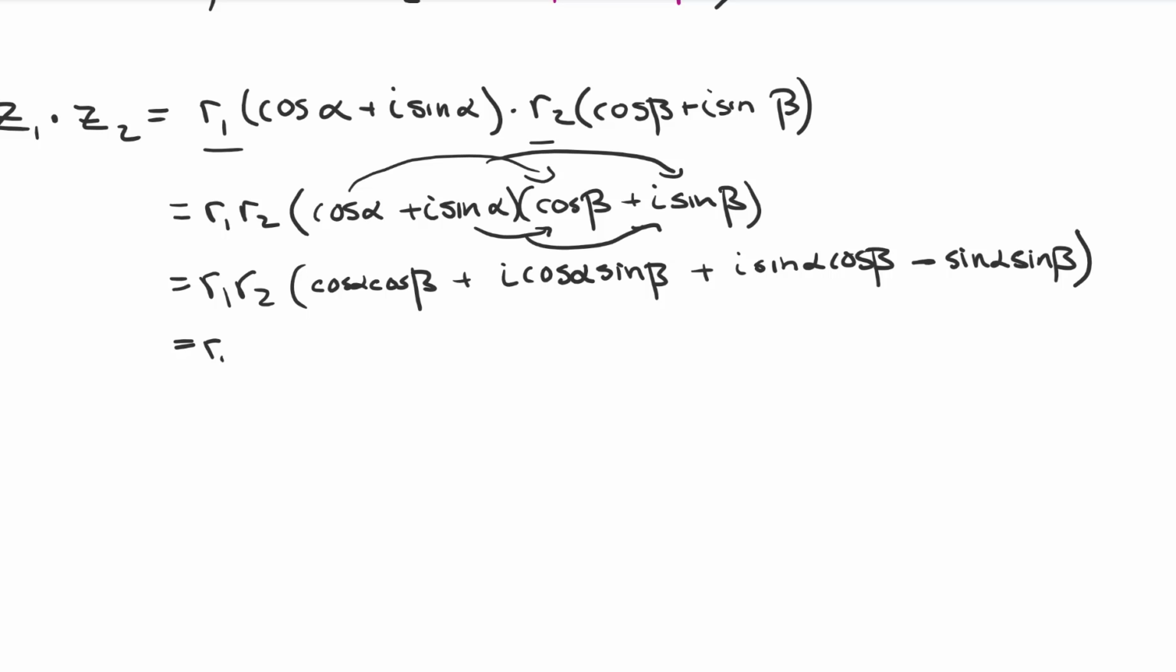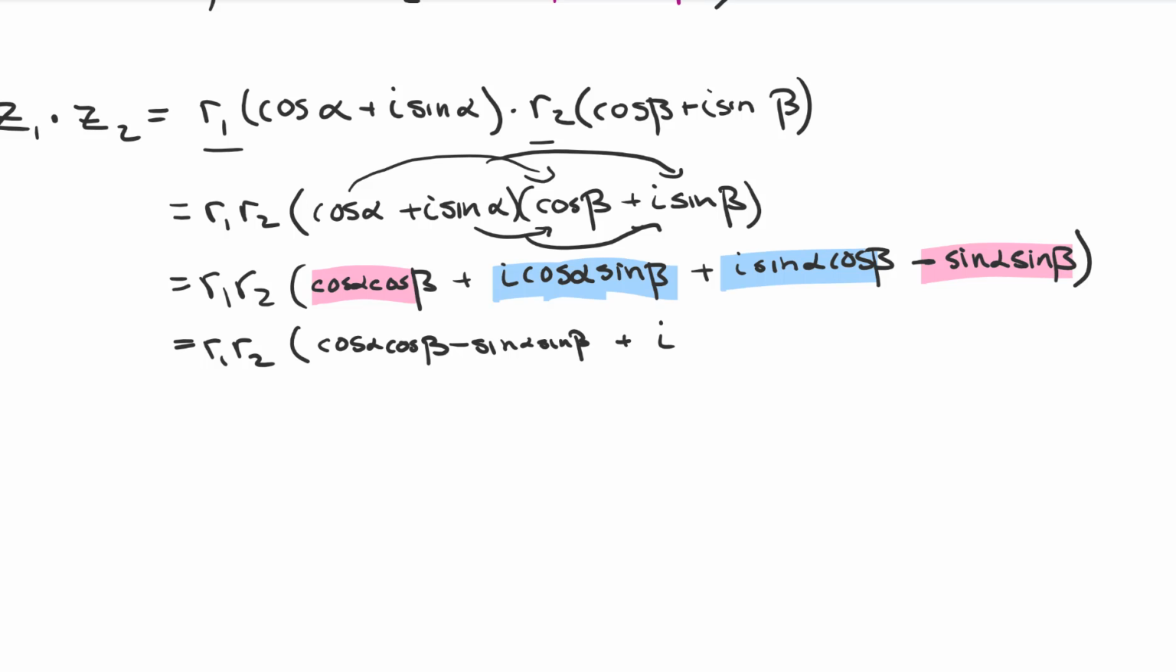Fun stuff, huh? Now what I want to do is I want to take everything that doesn't have an I and put it next to each other. And everything with an I, I'm going to put that next to each other. So I'm just going to put what's in pink up front, what's with blue out back. So we're going to have cosine alpha cosine beta minus sine alpha sine beta. Cosine, sine, weird.